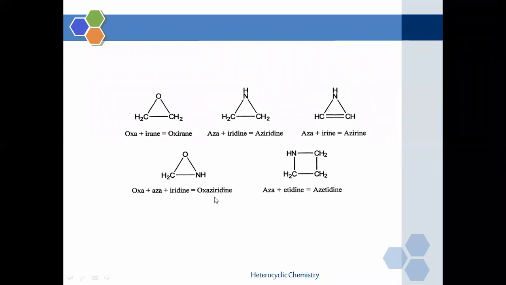So what is the name of the compound? Oxaziridine. So likewise, you should give the name to the compound when it is going to have one number of heteroatoms, if it is going to have more number of heteroatoms. Now we have changed the parent chain name of the compound. So what is the name of the heteroatom present in this structure? Nitrogen is the heteroatom. So for nitrogen, we are going to use the prefix aza. And what is the parent chain or what is the stem? Etidine. So what is the name of the compound? Azetidine.